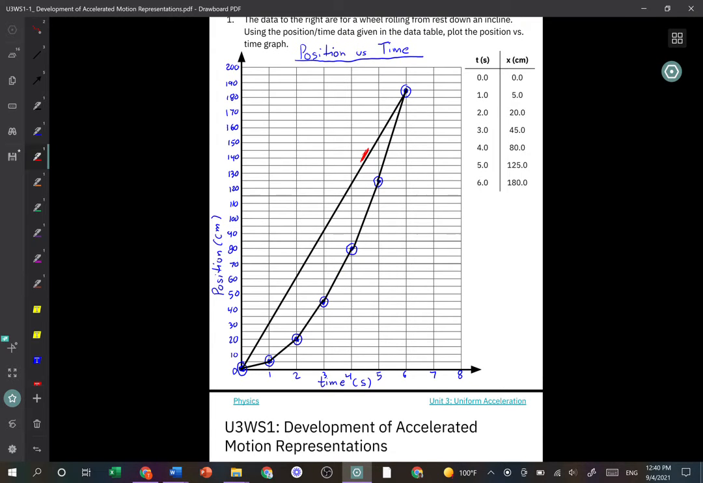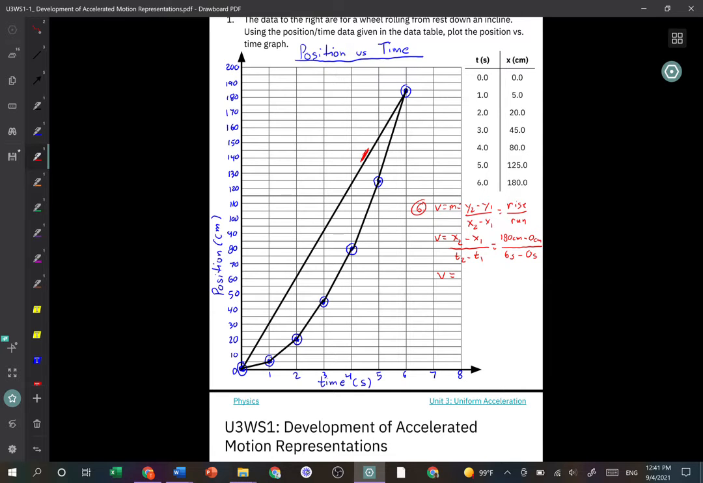So for problem number 6, the slope of our line, which is going to be the same thing as our velocity, we can calculate by going with our y2 minus y1 over x2 minus x1, or the rise over the run. However, if we want to keep this in real-world terms, we can say that our velocity is going to be equal to our second position minus our initial position over our second time minus our first time. Our second position is going to be 180 centimeters. Our second time is 6 seconds. Our first position was 0 centimeters, and our first time was 0 seconds.